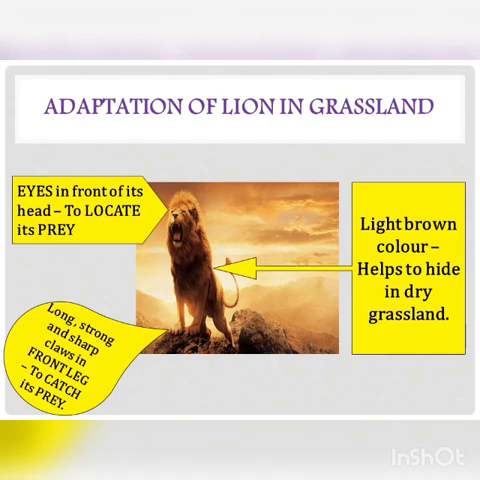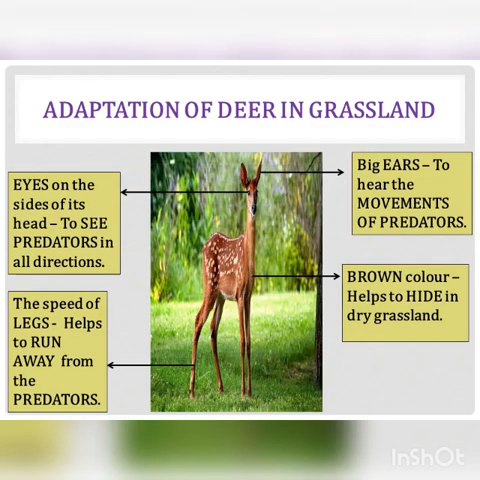The last adaptation is that the lion is light brown in color. The light brown color helps the lion to hide in dry grassland. Next, let's continue with the deer adaptation.